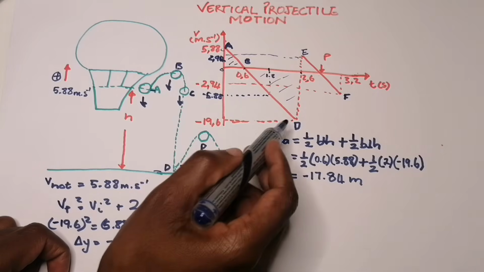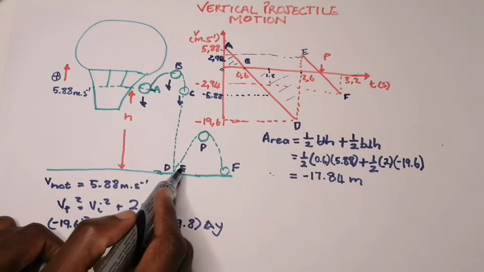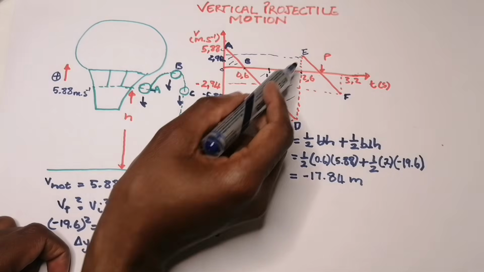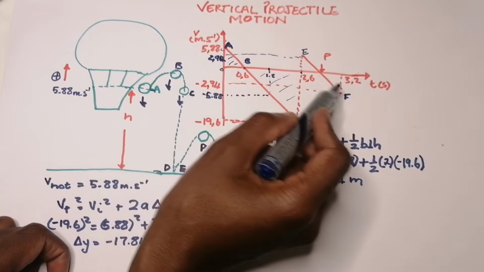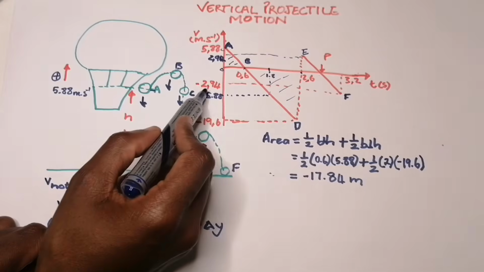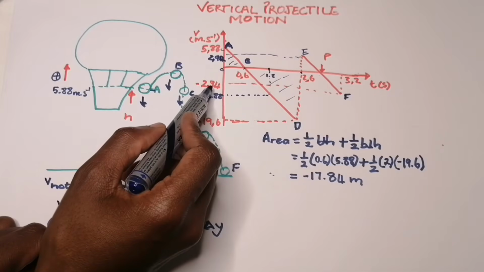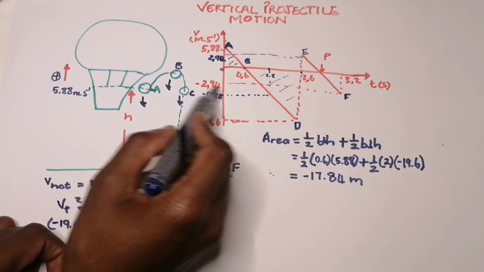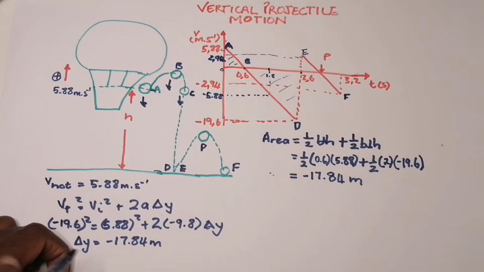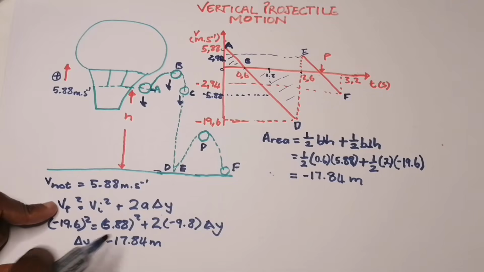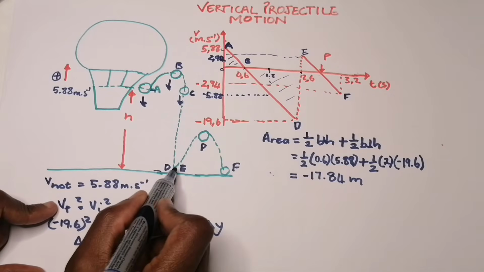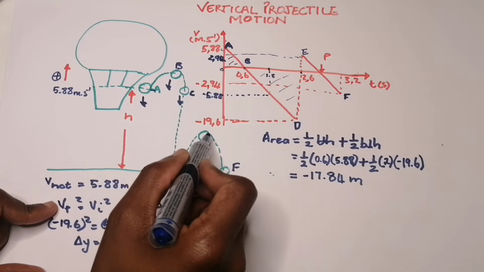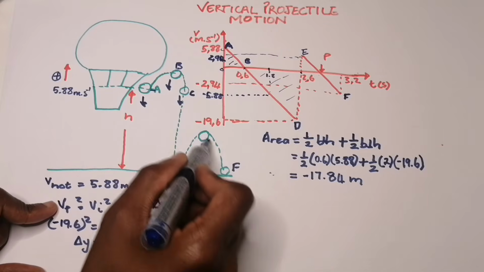So what was the speed with which it left point E? It left at 2.94. So it means that it would come back to the ground again at the same speed, which is 2.94. Can you see that? The only difference is that it's negative now. So again, what we know is that the time that it takes going up would be the same time that it takes coming down.